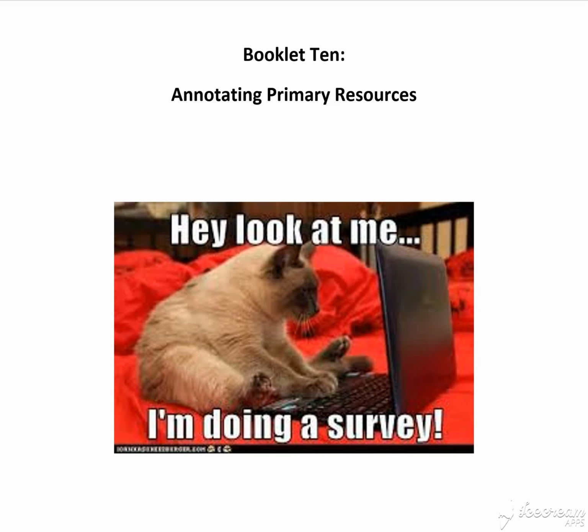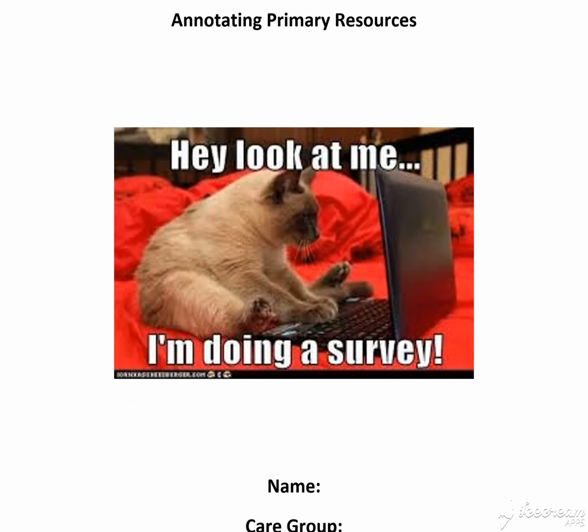Cool. So guys, we've made it to booklet 10. Fantastic. This is our last major booklet. And what we've got is some really specific information about how we engage with our primary resources.